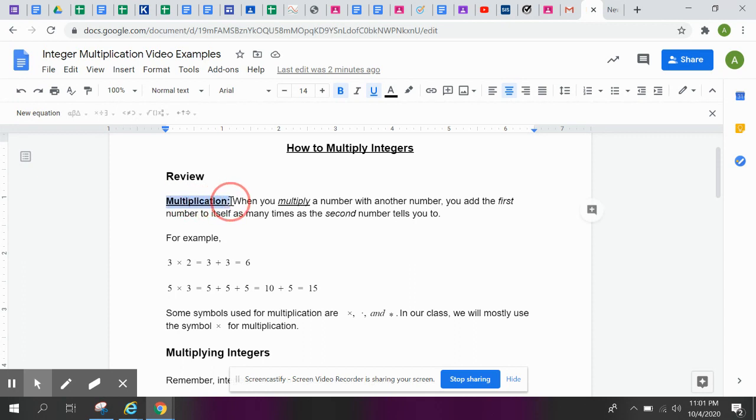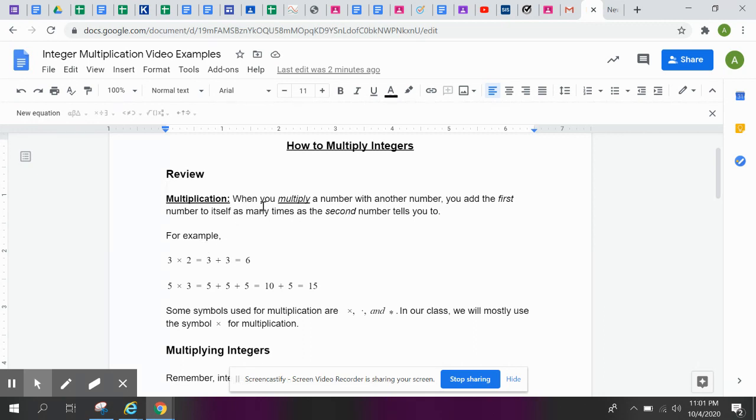So first, let's do a little review of what multiplication actually is. Multiplication is when you multiply a number with another number, and you add the first number to itself as many times as the second number tells you to. That sounds a little strange, but let's work through an example to see exactly what I mean. In the example below, 3 times 2, the first number is 3, and in our definition, you take the first number and add it to itself as many times as the second number tells you to.